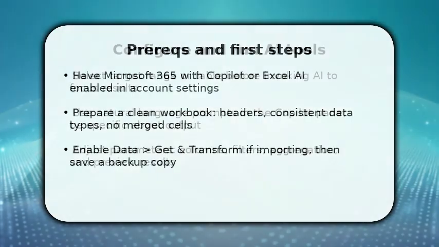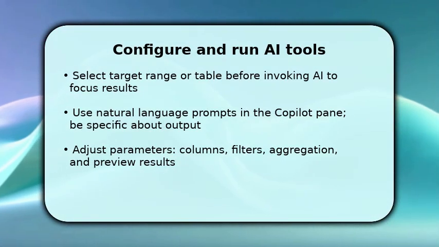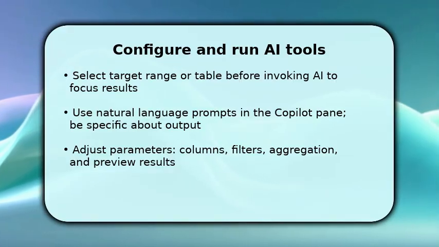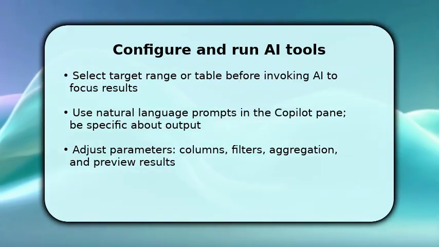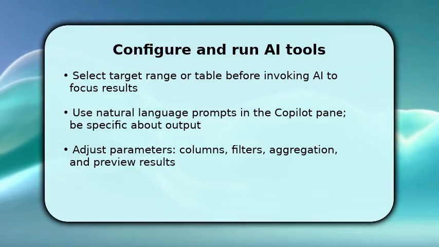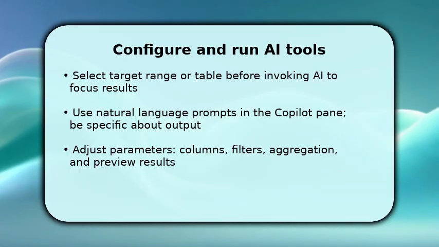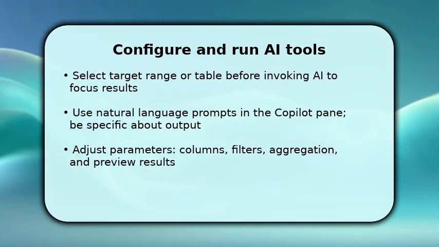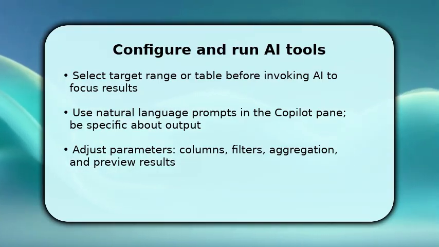You now select the table or range you want the AI to act on, because explicit selection narrows context and reduces errors. Next, open the Copilot pane and type a clear prompt. Describe the calculation, pivot, chart, or transformation you want and the desired output format. Make sure to specify columns, filters, or aggregation to avoid ambiguity.